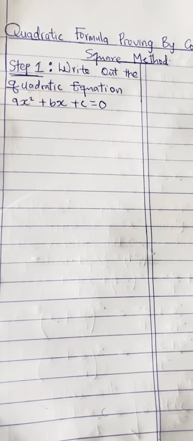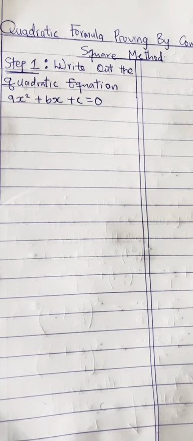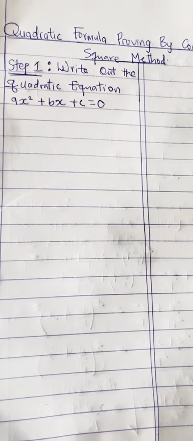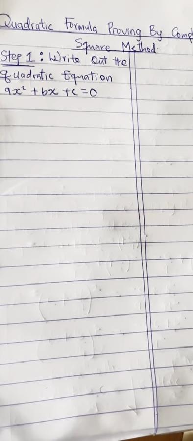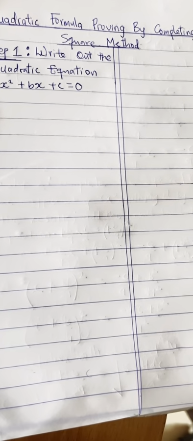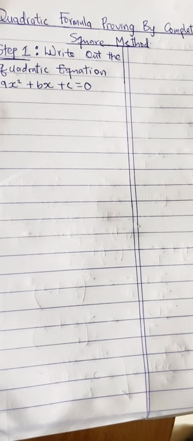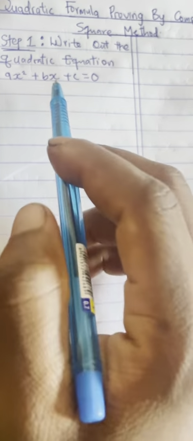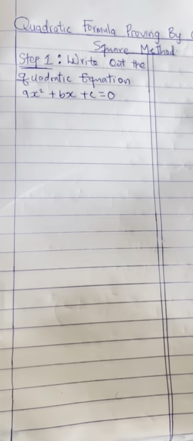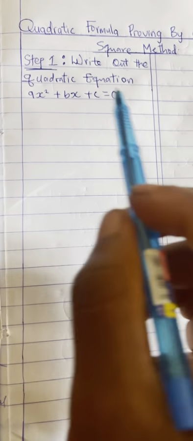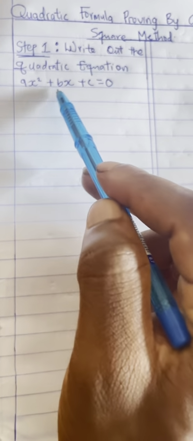Well done, guys. In this particular video, I'm going to be showing you how the almighty quadratic formula can be proved using the completing the square method. The first step is to write out the quadratic equation. You have to know the general quadratic equation to be ax squared plus bx plus c equals 0.